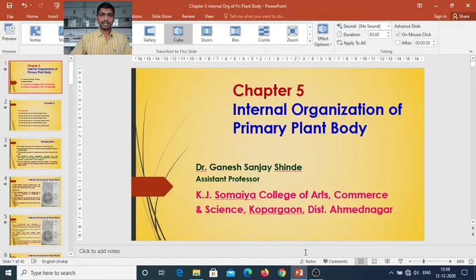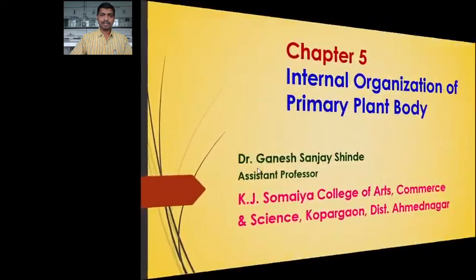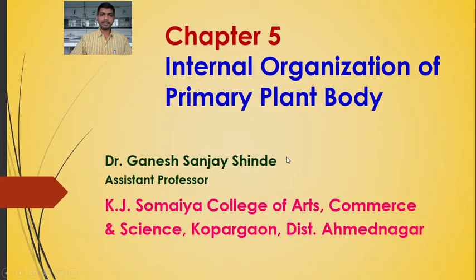Good morning, dear students. Now, this is the last chapter from Botany paper 2nd, Morphology and Anatomy. Chapter 5, Internal Organization of Primary Plant Body. So, in the previous lecture, we learned about the primary plant body. The primary plant body is composed of root, stem and leaf.